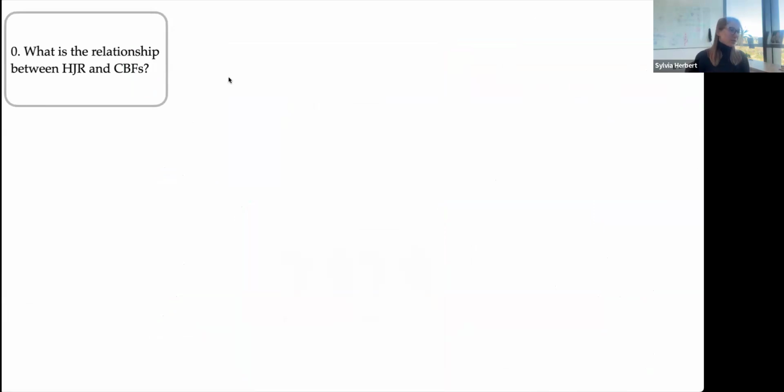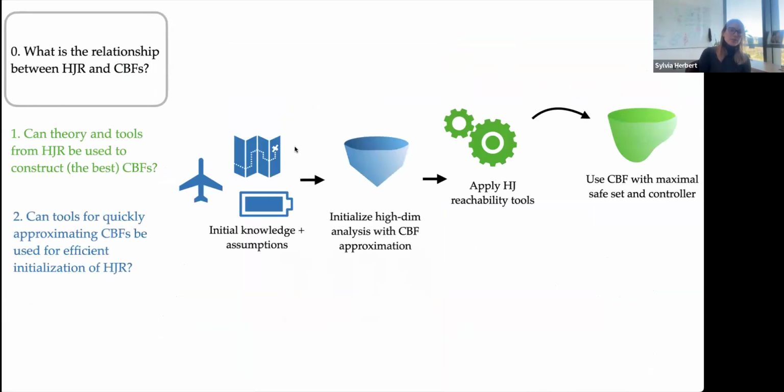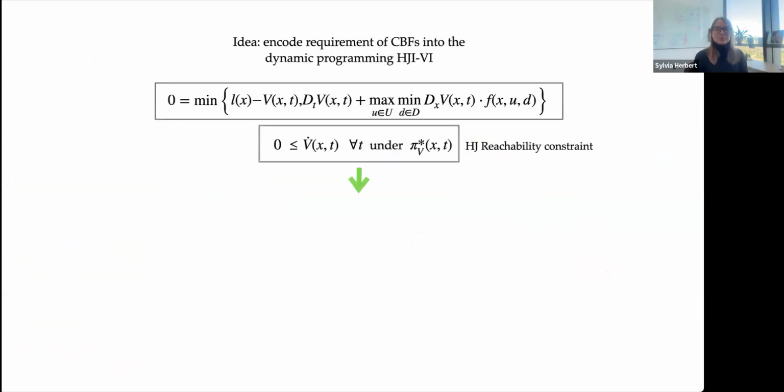And now I'll talk a little bit about the stuff that we've done playing around with this. First, can theory and tools from reachability be used to construct control barrier functions? Can tools for quickly approximating control barrier functions be used for efficient initialization of reachability? And then can we update these functions online based on changing assumptions and information in our environment? Okay, so let's talk about the next one. The idea is exactly what the person was asking about. Can we encode that QP constraint into the reachability?